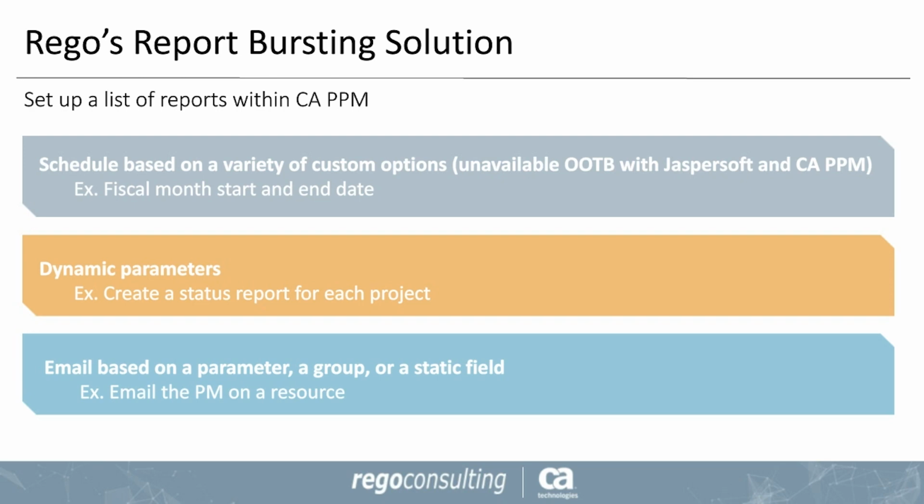Then we wanted to make sure that you had dynamic parameters. This is something you don't see in Jaspersoft and that Business Objects allowed. So in Business Objects, you were able to put in a SQL query, and it would bring a list of values that you could send into a parameter. Jaspersoft doesn't allow this, but we're actually creating this with our report bursting solution. And the third thing is we wanted to be able to email based on the parameter. Maybe we have a project manager parameter and we want to send a report to that project manager specifically.